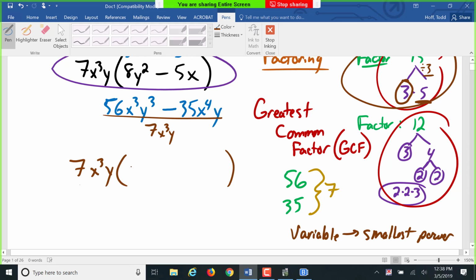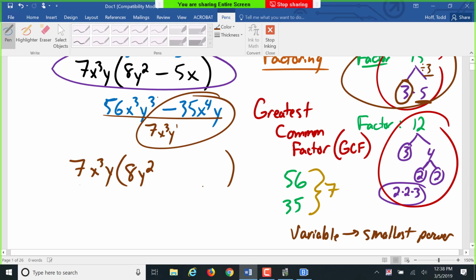56 divided by... 8y squared minus... Perfect. 5... Don't get too far ahead of me here. So just for the 56 x to the third y to the third, 56 divided by 7 is 8. X to the third divided by x to the third cancels out. Y to the third divided by y. Remember, think of that as y to the 1. 3 minus 1 is 2, so we do get y squared.